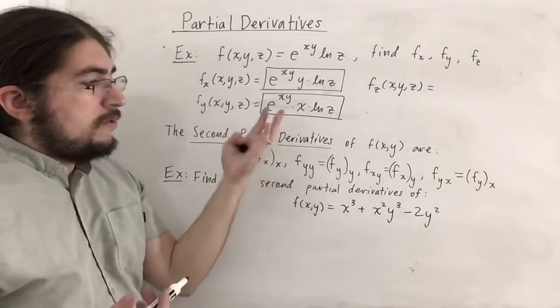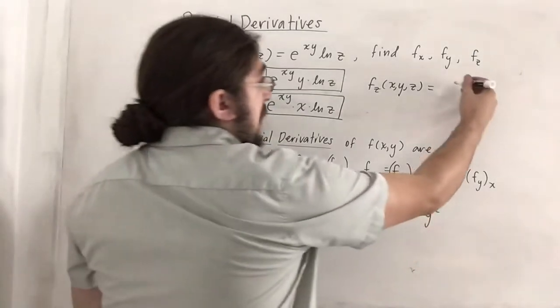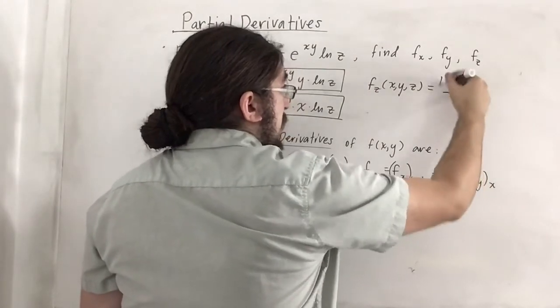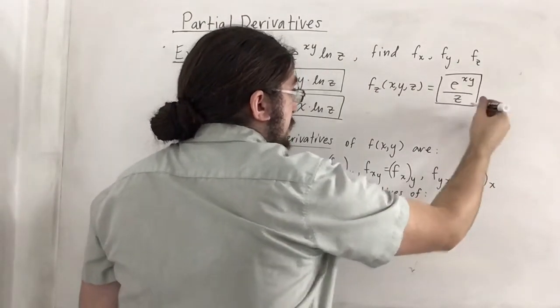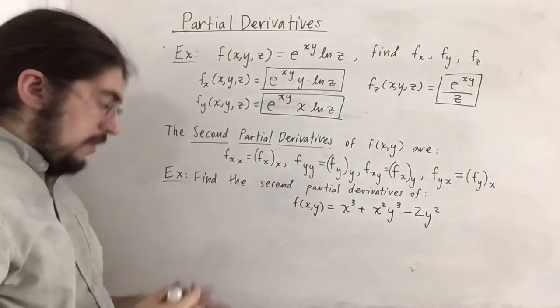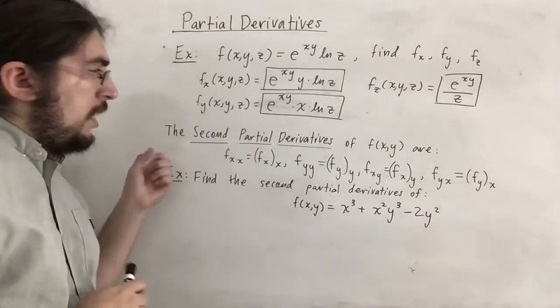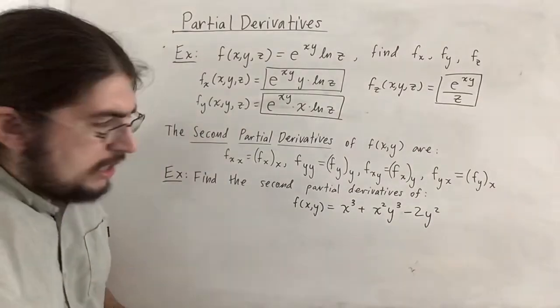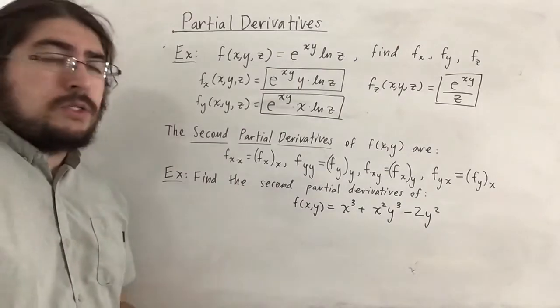Derivative of ln of z with respect to z is 1 over z. So this is actually the constant e to the xy over the variable z. Wow, it looks a little different. Perfect. So that's it for this example. Now we can move on to higher derivatives. In fact, we'll mainly be talking about second partial derivatives here. And there's a different notation we could use. We could use the partial notation.